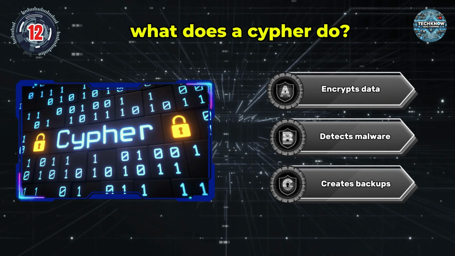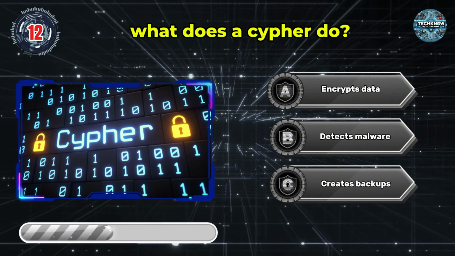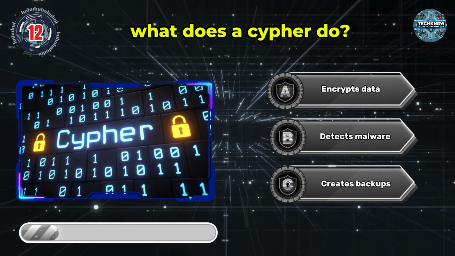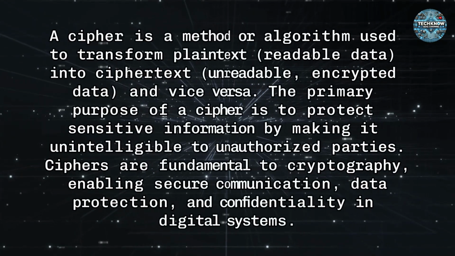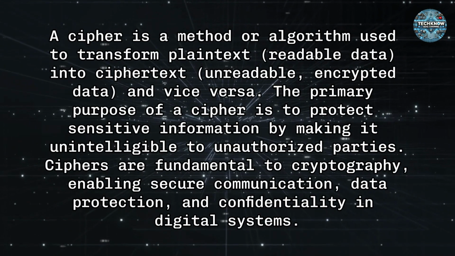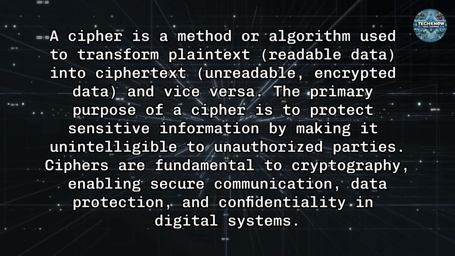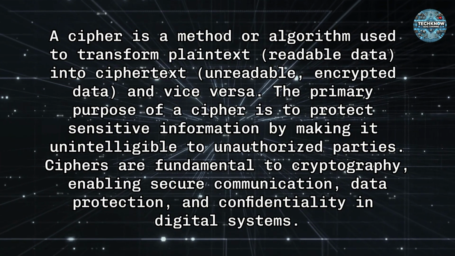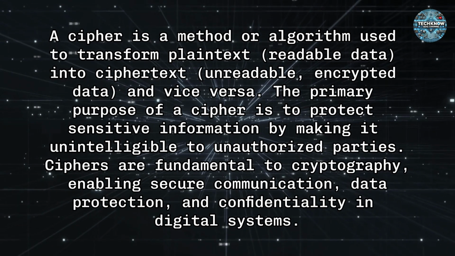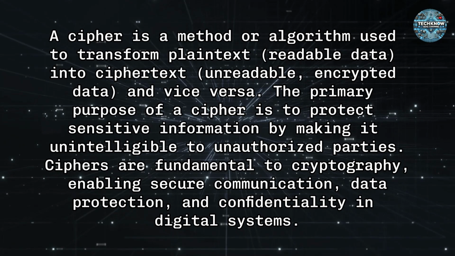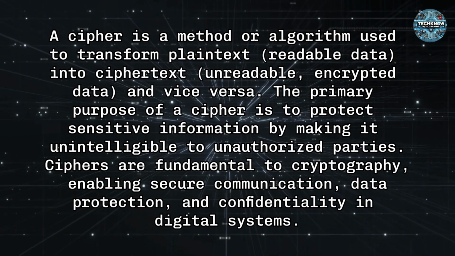What does a cipher do? Encrypts data. A cipher is a method or algorithm used to transform plaintext, readable data, into ciphertext, unreadable, encrypted data, and vice versa. The primary purpose of a cipher is to protect sensitive information by making it unintelligible to unauthorized parties. Ciphers are fundamental to cryptography, enabling secure communication, data protection, and confidentiality in digital systems.